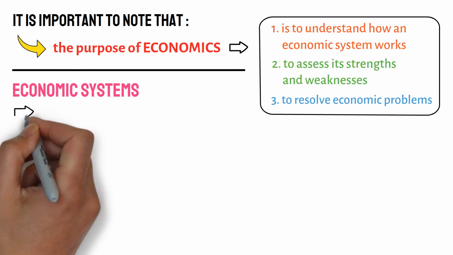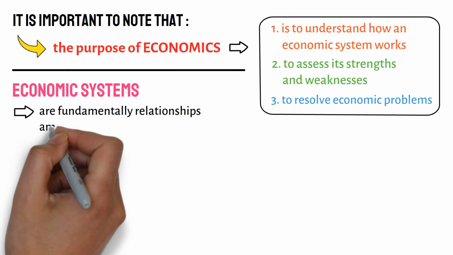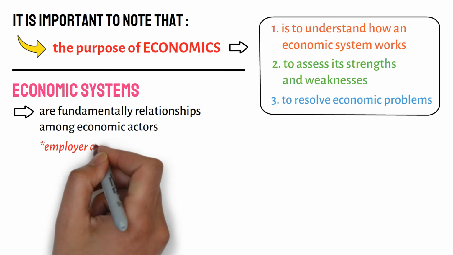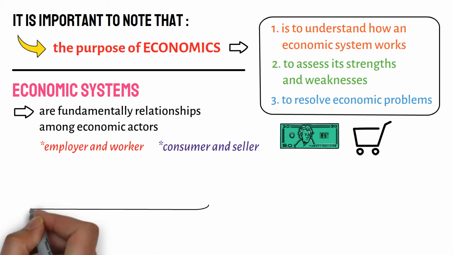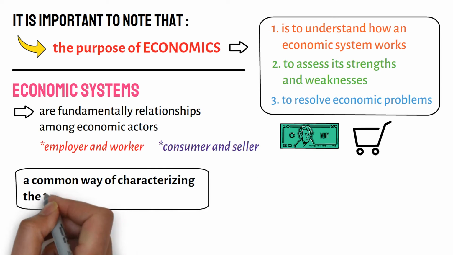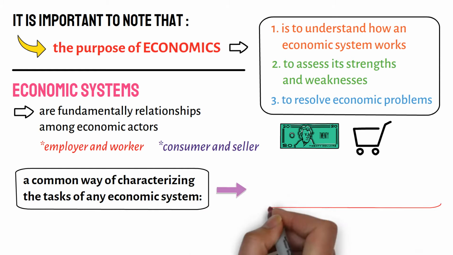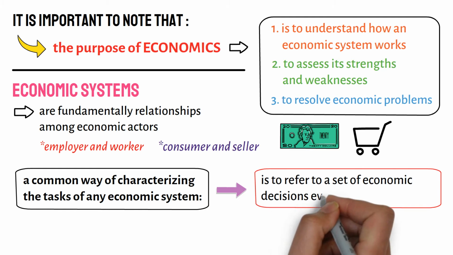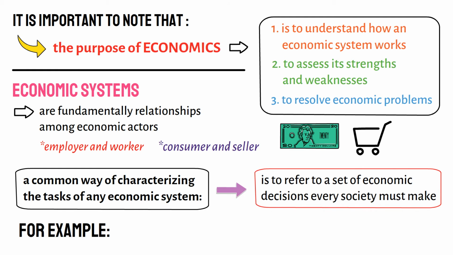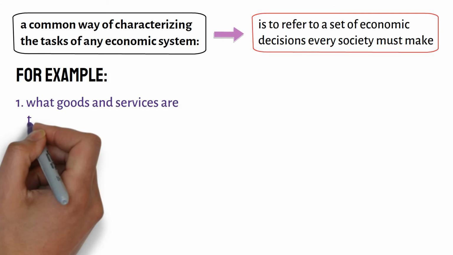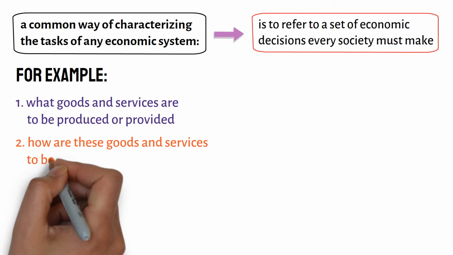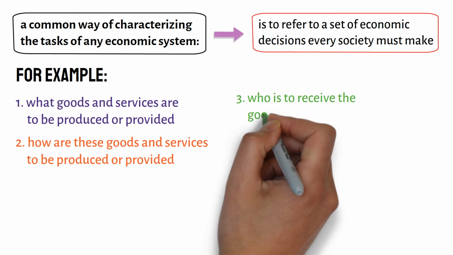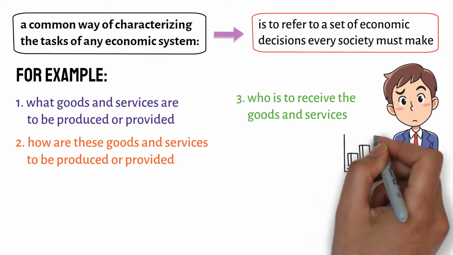Economic systems are fundamentally relationships among economic actors, such as employer and worker, or consumer and seller. A common way of characterizing the tasks of any economic system is to refer to a set of economic decisions every society must make, for example, what goods and services are to be produced or provided, how are these goods and services to be produced or provided, and who is to receive the goods and services.